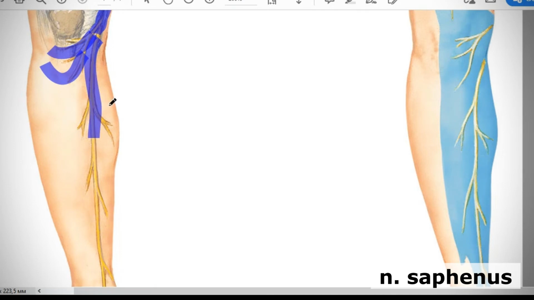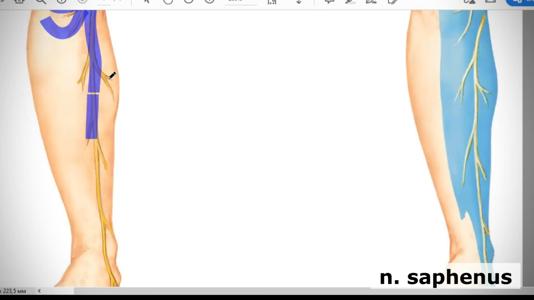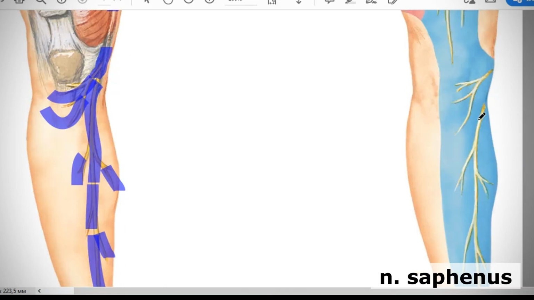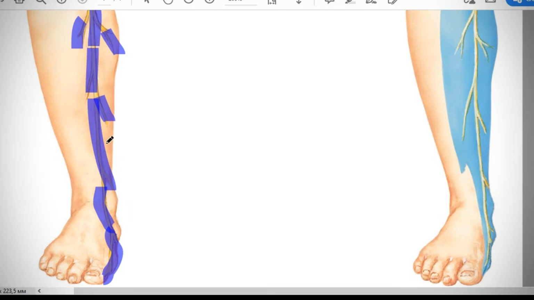It accompanies the great saphenous vein, gives branches to the skin of the medial aspect of the leg, then it goes in front of your malleolus medialis and lands on your foot, on the medial margin of the foot, and reaches even the distal phalanx of your great toe, and supplies the skin of this. As you can see here with the color, it supplies skin in this region.